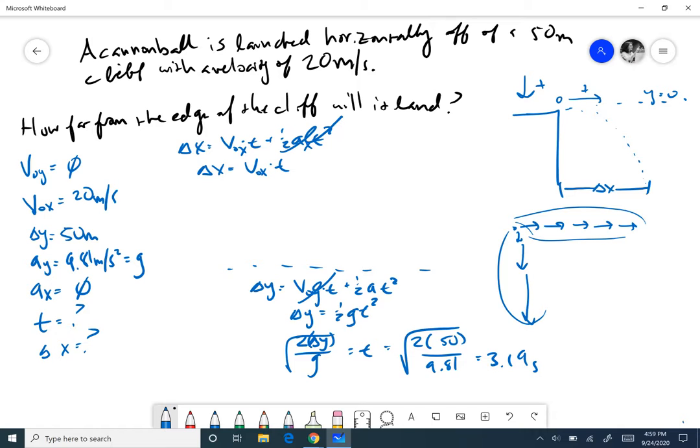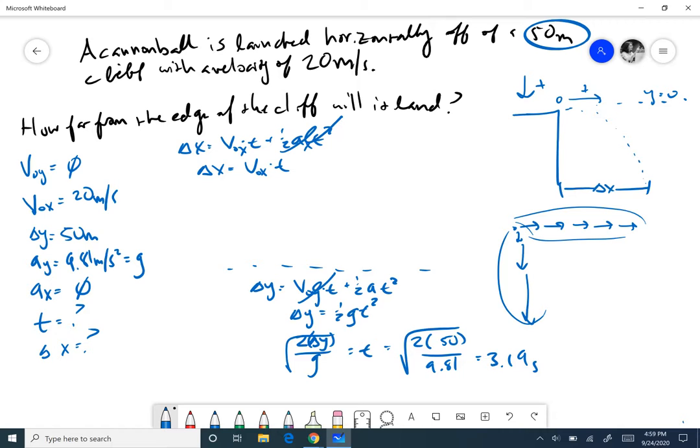So even though we launched the ball this time, or launched the cannonball this time horizontally, the time it takes to the ground is the same, because it turns out the only thing that matters for determining the time of a projectile on Earth is that height, that 50 meters. That is what is most important, okay? Height is what determines your time to the ground. Okay, now we know what time is.